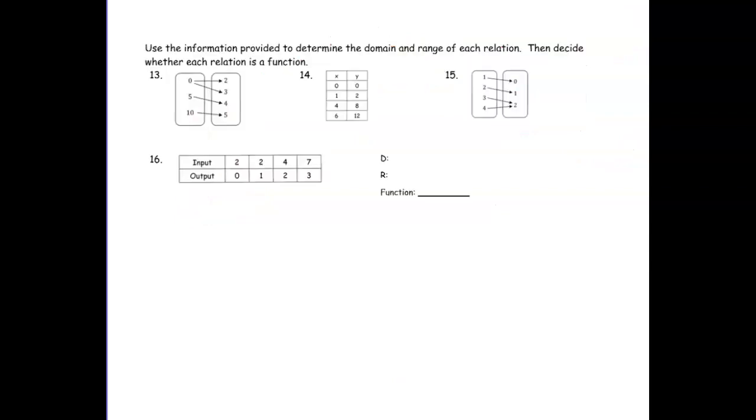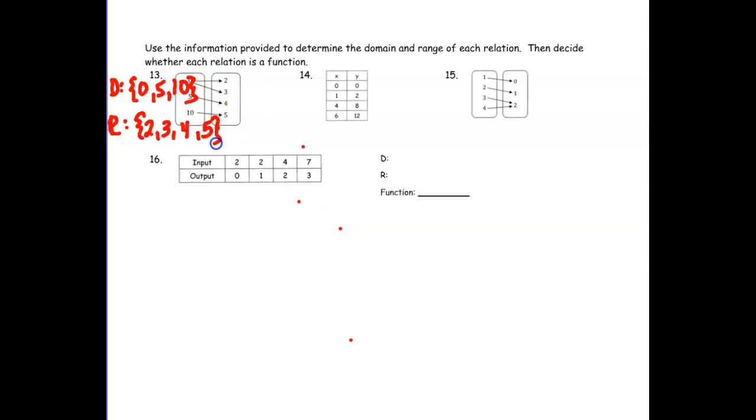Okay. So if we look at the information provided to determine the domain and range of each relation, then decide whether each relation is a function, we're going to start out and identify the domain. The domain for number 13 would just be the 3 input values, enclosed in a bracket, 0, 5, and 10. That would be your domain values. And your range would be 2, 3, 4, and 5.